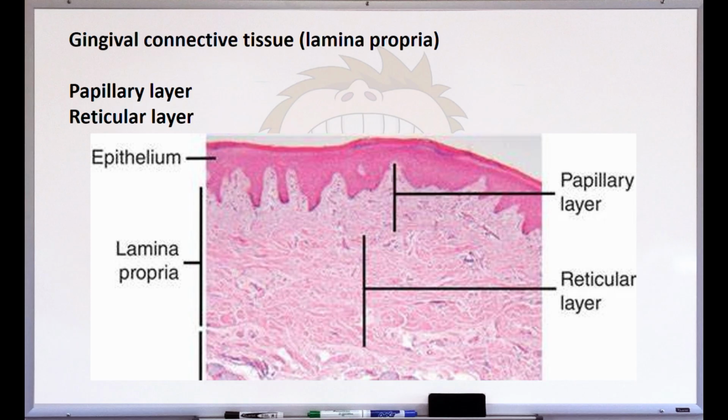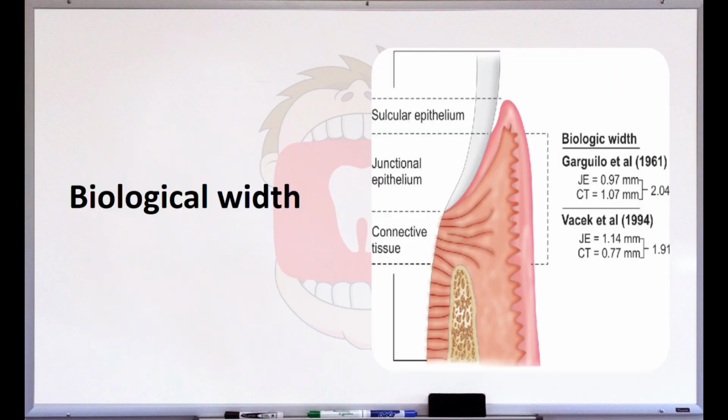Physiologic dimension of junctional epithelium and connective tissue attachment above the crest of alveolar bone is termed as biological width in 1961 by Gargiulo et al. The term biologic width is replaced by supracrestal tissue attachment in 2018 by Jepson et al. The average value for biological width is 2.04 millimeters.